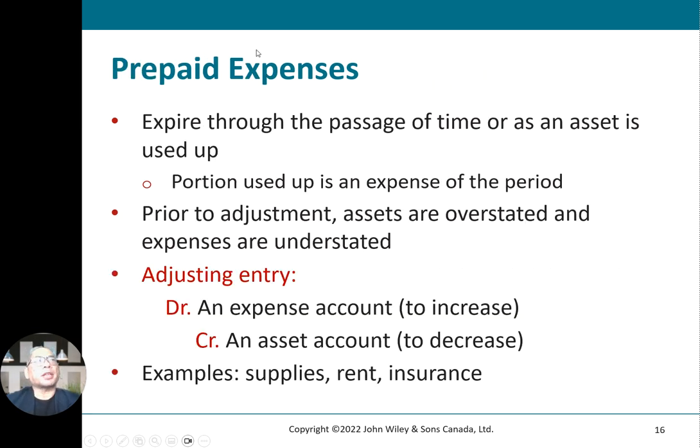Next one is prepaid expense. It expires due to the passage of time or as an asset is used up. Examples of this will be supplies, rent, and insurance. Prior to adjustment, assets are overstated or expenses are understated. So in terms of adjusting entry, there's a debit here, an expense account to increase, and credit an asset account to decrease. The most common ones are rent or insurance. Prepaid insurance, you usually pay for 1 year, or the rent you pay 1 year. It's the same kind of story.